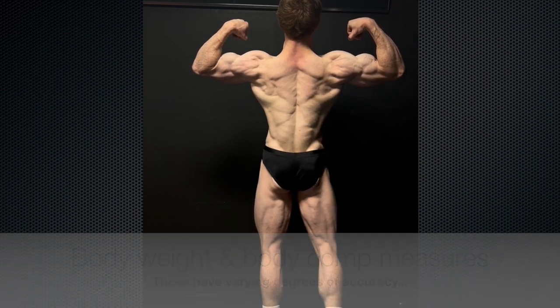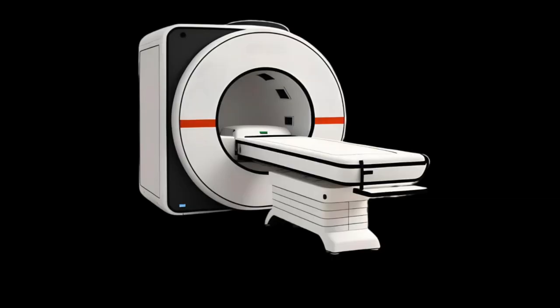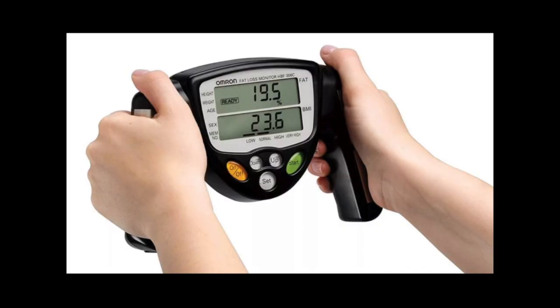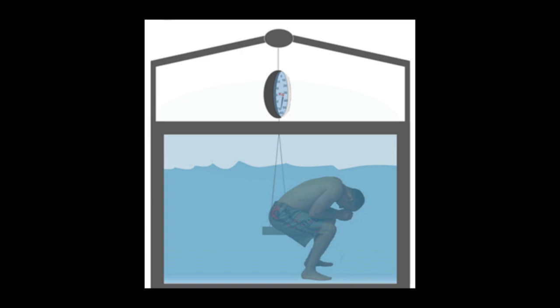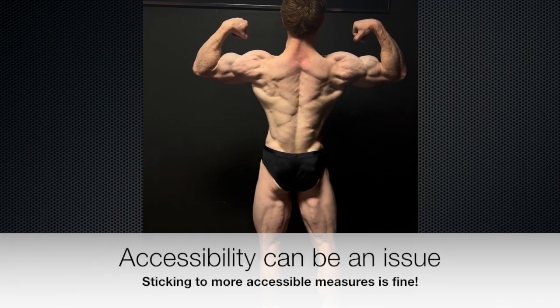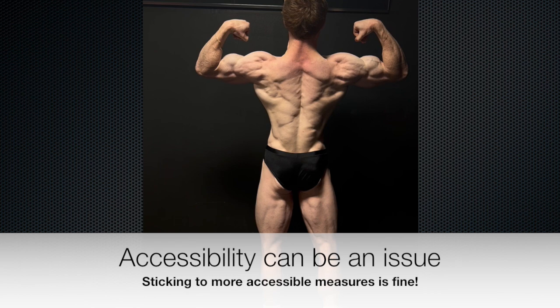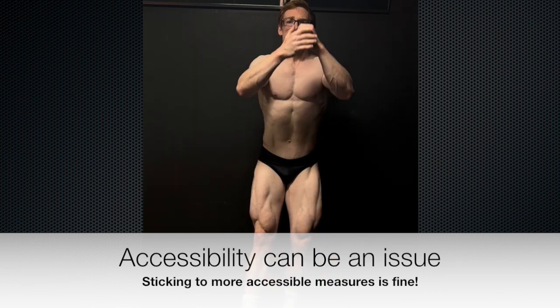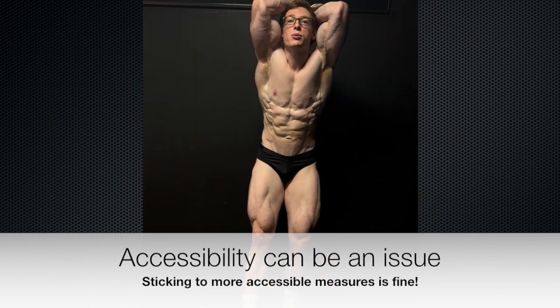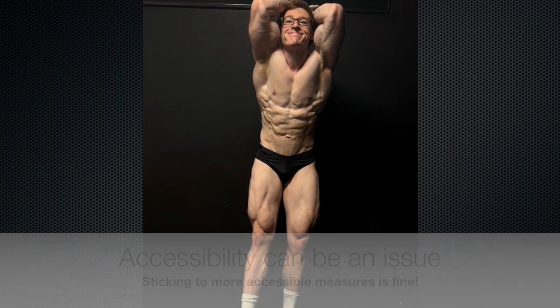This means using things like DEXA scans, MRIs, skin fold calipers, electrical impedance, and hydrostatic weighing. However, many of these aren't highly accessible to most people, so that's also something to consider. They also have varying degrees of accuracy, so sticking to more accessible methods is totally fine.